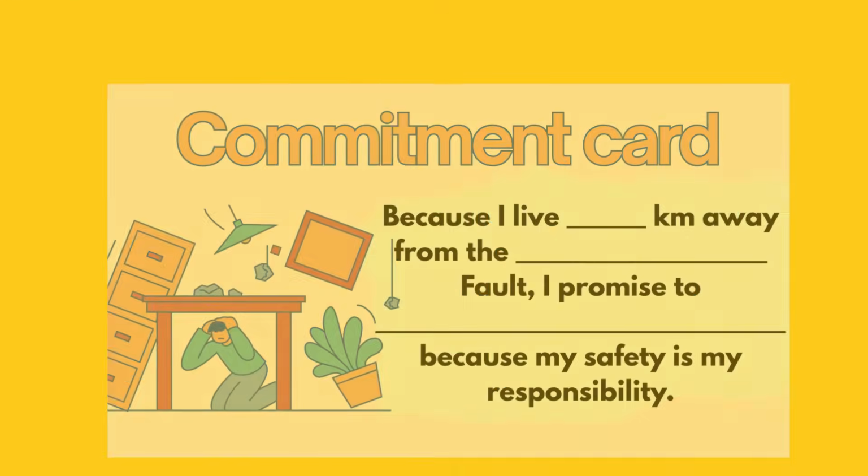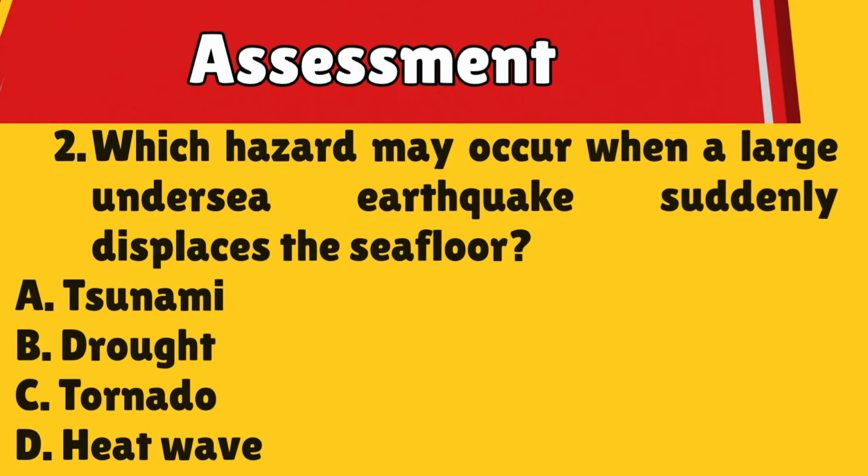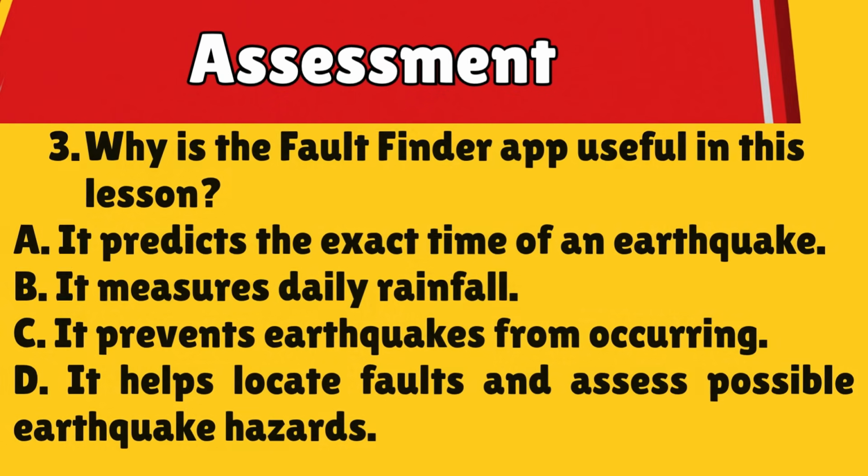And now it's time for assessment number 1. Which hazard is most directly associated with sudden movement along a fault? A. Drought, B. Earthquake, C. Flood caused by rainfall, or D. Heat wave. Number 2. Which hazard may occur when a large undersea earthquake suddenly displaces the seafloor? A. Tsunami, B. Drought, C. Tornado, or D. Heat wave.